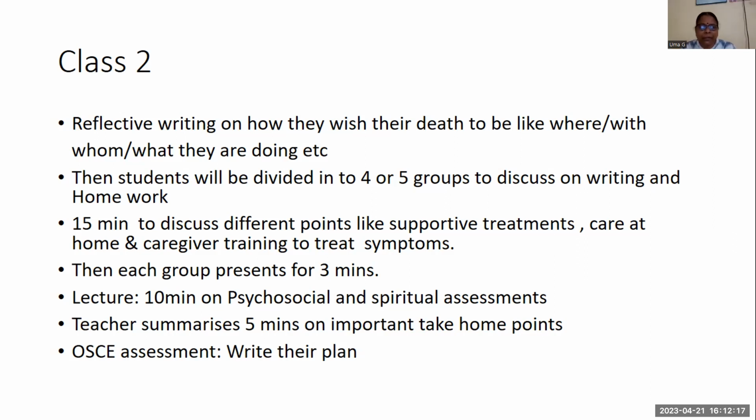And the plan will be OSCE assessment, because the student has to be assessed not only for knowledge, they should also show how. They should at least talk to the patient, talk to the caregiver, and show how to talk about this total care. And so they can write the plan. Next slide, please.